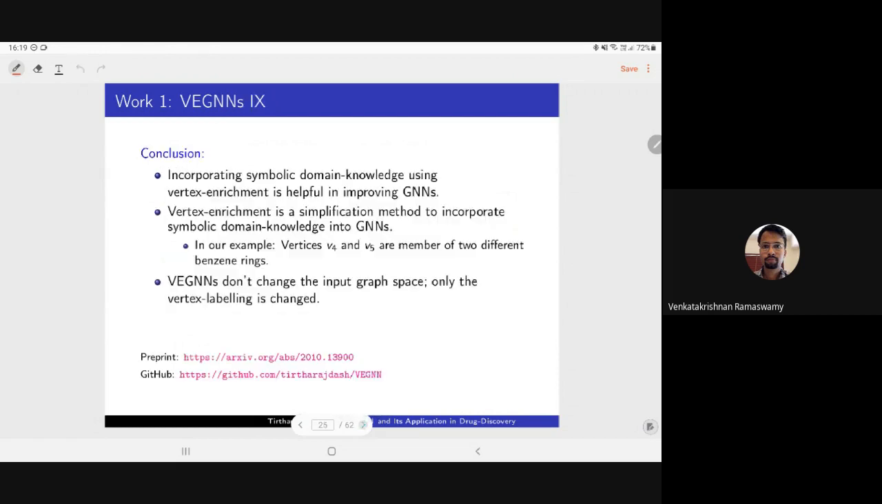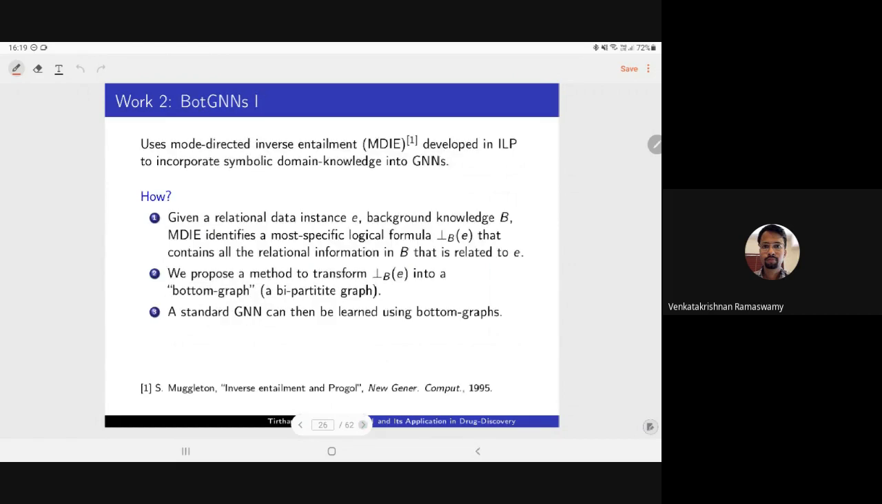Thank you. So the code and the preprint are available. People can look at that later. Now coming to the real talk that I was planning to give. This is bot GNNs. It uses the idea of most specific inverse entailment, MDIE, which is the core of inductive logic programming, to incorporate first order domain knowledge into GNNs.